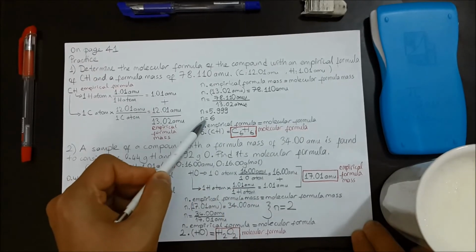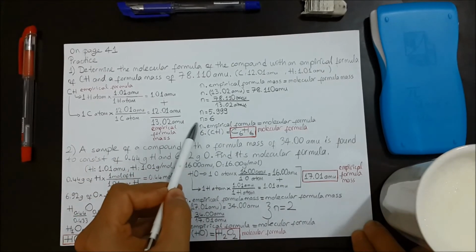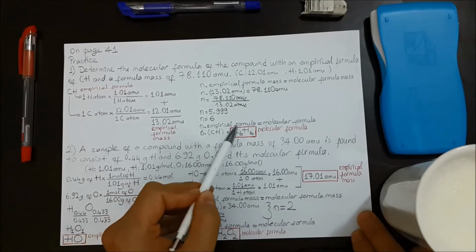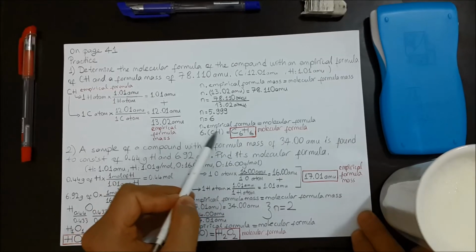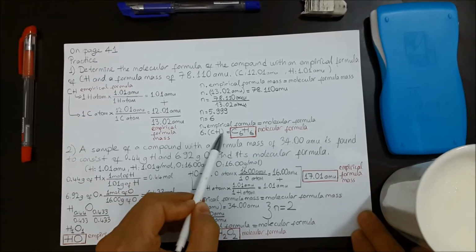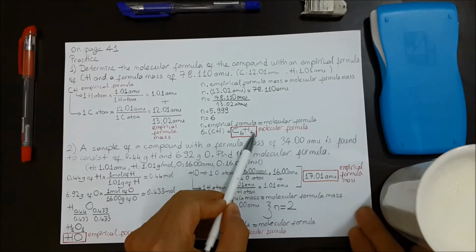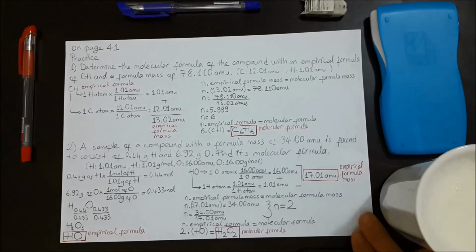In the question, the empirical formula is given. It is CH. N is 6, as we calculated. 6 times the subscript of carbon, which is 1: 6 times 1 is 6. So C6. And the subscript of hydrogen is 1. 6 times the subscript of hydrogen makes 6. So it makes H6. So my molecular formula came out, which is C6H6.